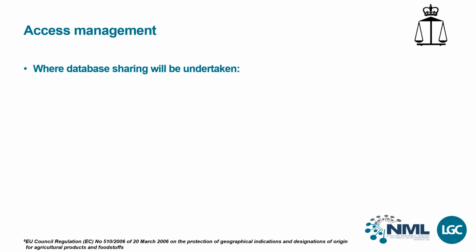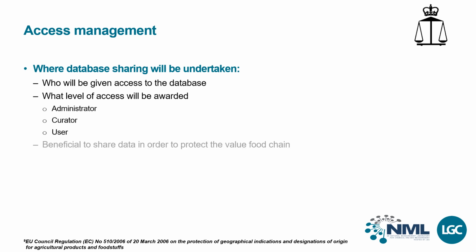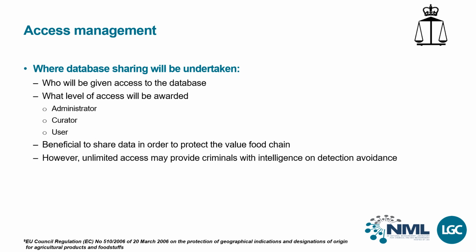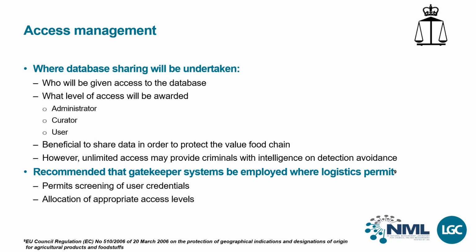Finally, where database sharing will be undertaken, special consideration needs to be given to who will be given access to the database, what levels of access will be awarded, for example, administrator, curator, or user. Although it is beneficial to share data in order to protect the value food chain, unlimited access may provide criminals with useful intelligence on how to avoid detection. Consequently, it is generally recommended that gatekeeper-style systems are employed where logistics permit. This permits the screening of potential user credentials and the allocation of appropriate access levels.